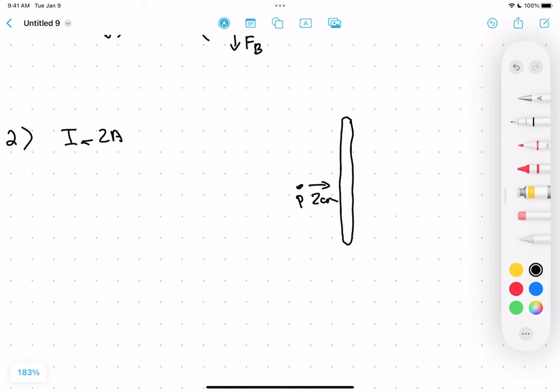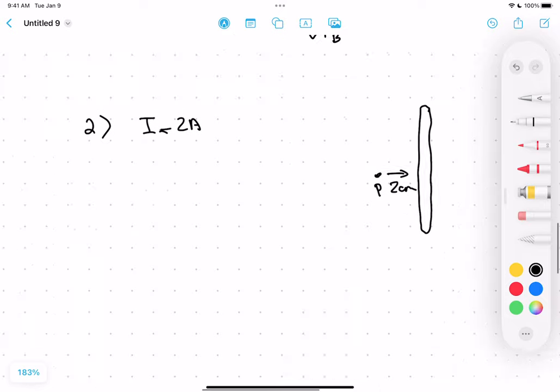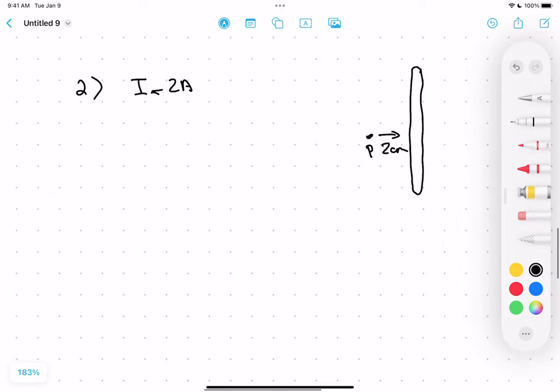And they're asking to determine the magnitude and direction of the magnetic field created by the current at point P. So we want to look at the magnetic field magnitude here. Let's see, what information do we have about this wire?